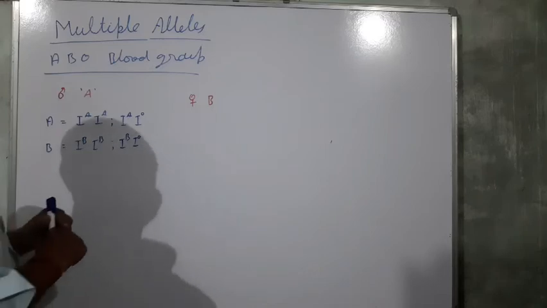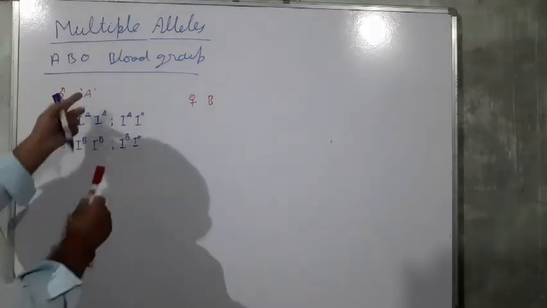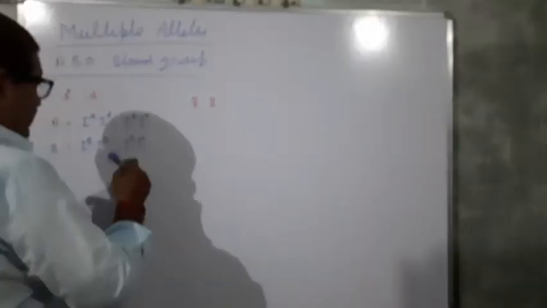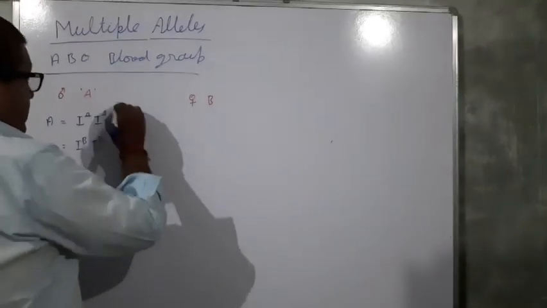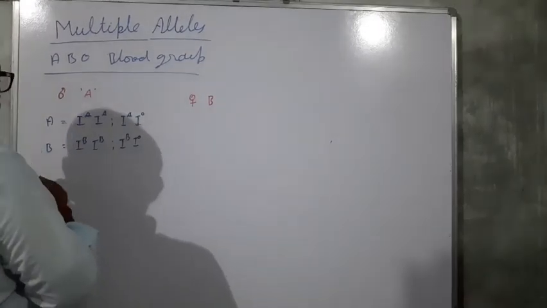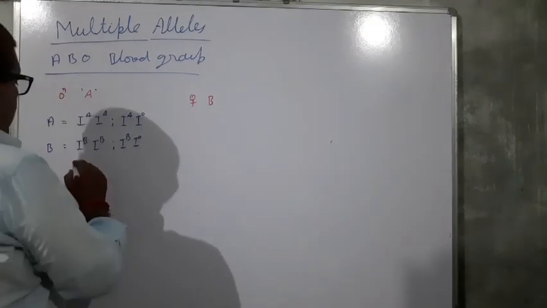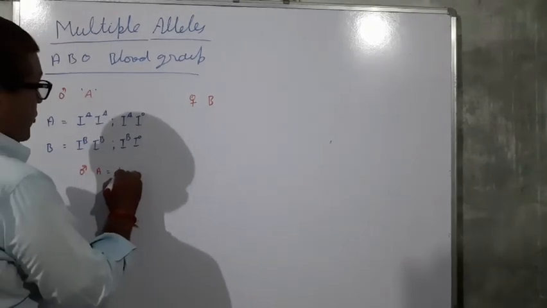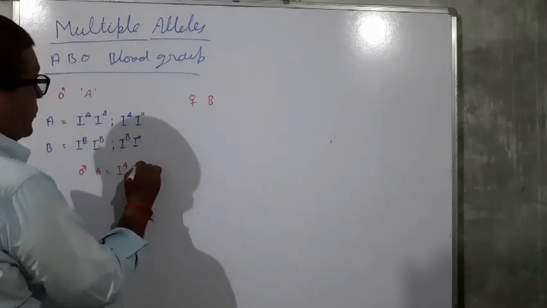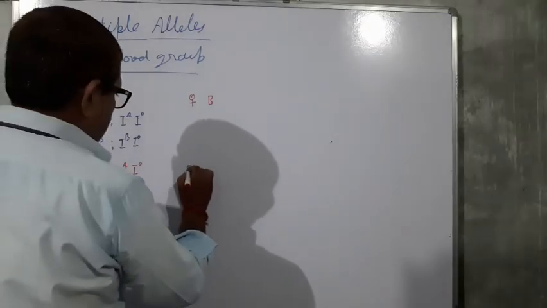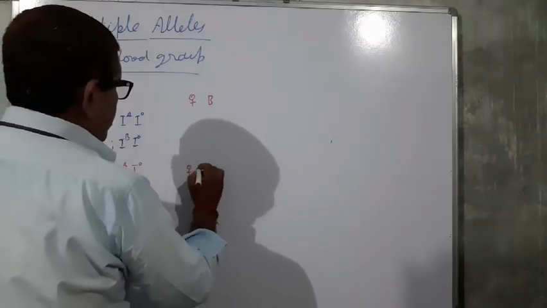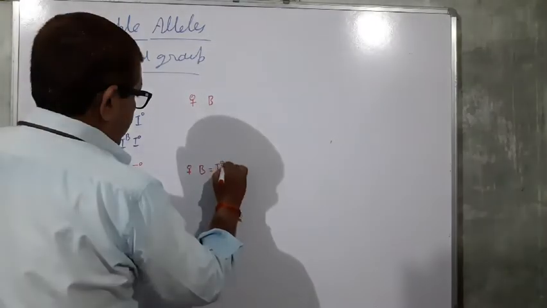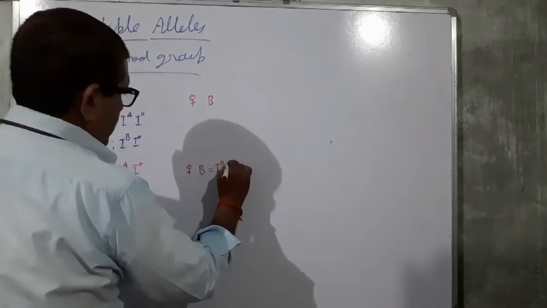So in case of the father's blood group A and the mother's blood group B, we can consider the father's blood group A as having genotype IA and IO, and the mother's blood group B as having genotype IB and IO. This is the situation.